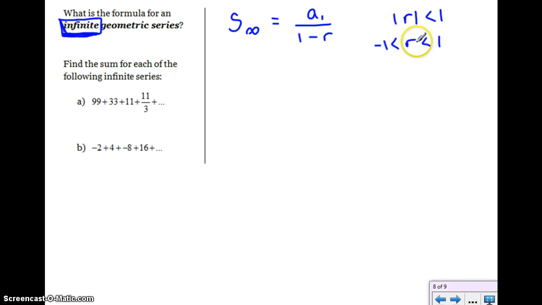Okay, so that means R could be 1/2. It could be 1/3. It could be 1/5. It could not be 2 or 3/2 or 5. It could not be any of those numbers. So let's see what's happening here.